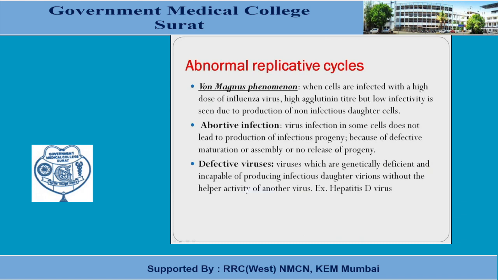Second is the abortive infection, where virus infection in some cells does not lead to production of infectious progeny because of defective maturation or assembly or no release of the progeny. Then defective virus: viruses which are genetically deficient and incapable of producing infectious daughter virions without the helper activity of another virus. An example is the hepatitis D virus, which is a defective virus.